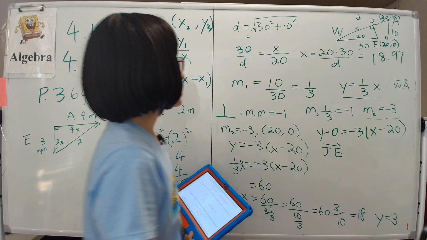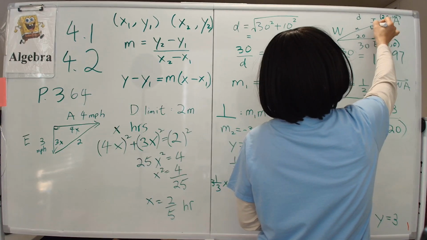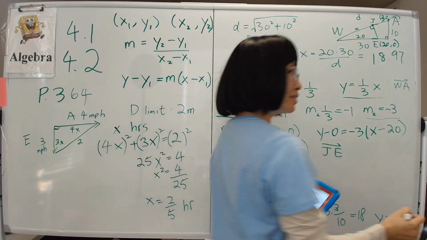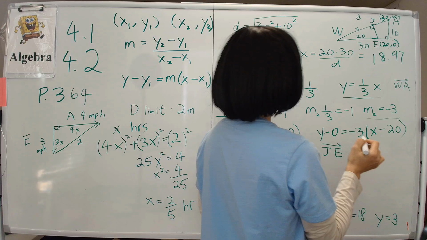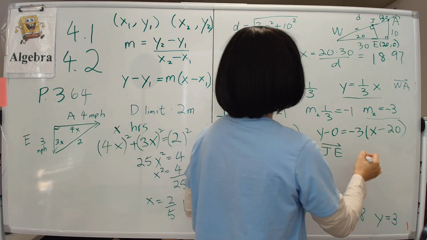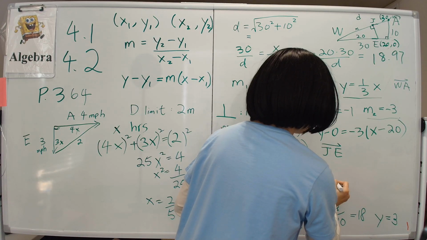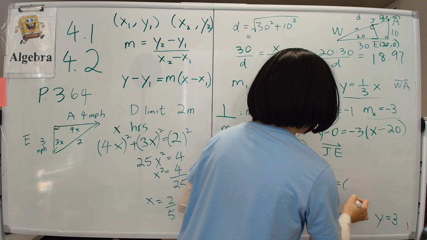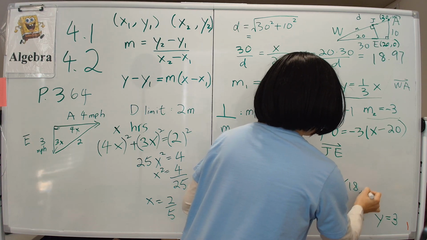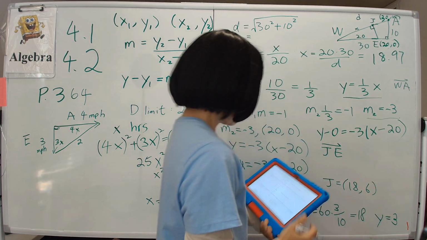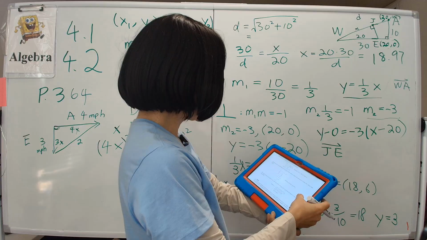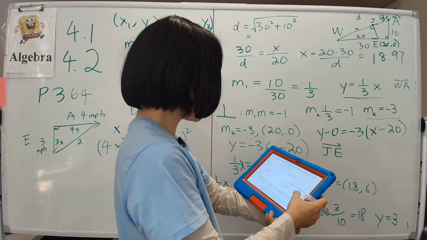So far we have found the coordinates of this intersection, which is the intersection J. J then becomes (18, 6), which is what the book says. Okay, so far so good.